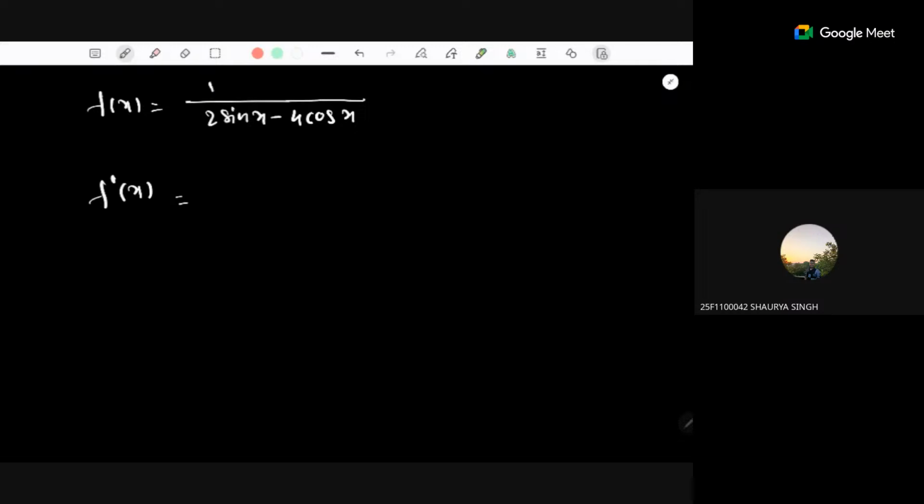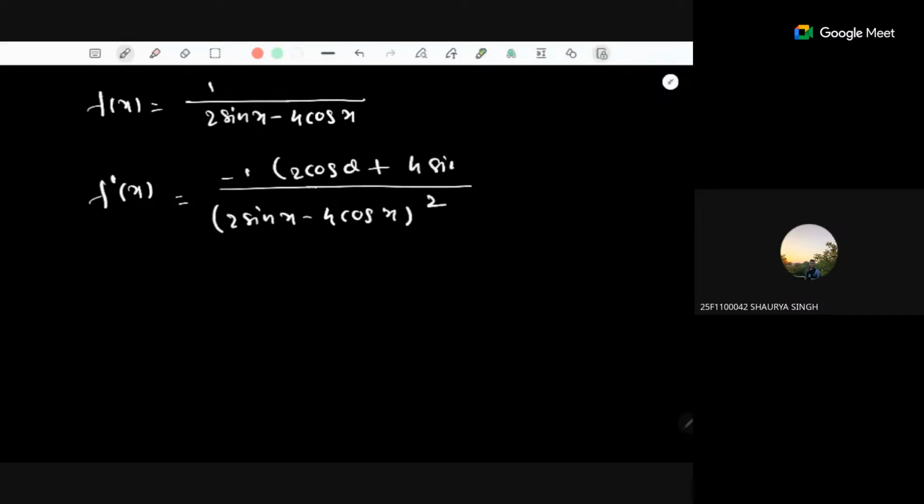For f dash of x, either you can use the quotient formula or you can use the chain rule also. So the value of f dash of x will become minus 1 upon 2 sine x minus 4 cos x the whole square, into the differentiation of the denominator, which is 2 cos x plus 4 sine x. Right. So I hope this is the value of f dash of x, correct? My screen is visible, right? Yes, ma'am.